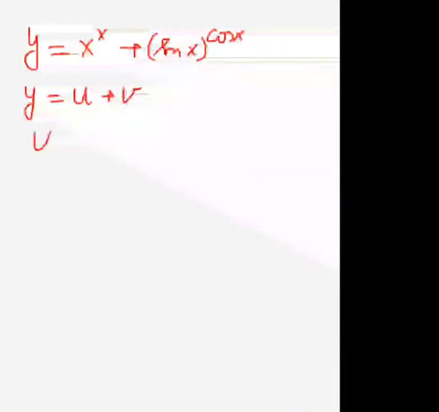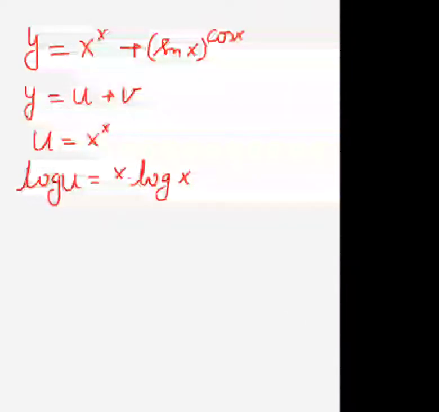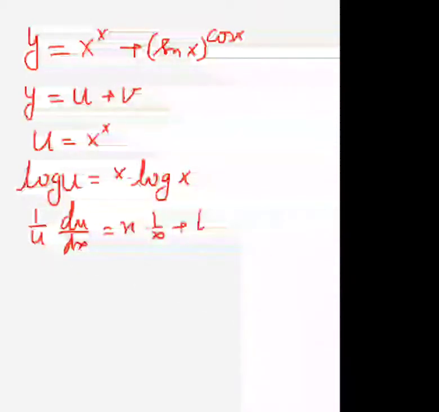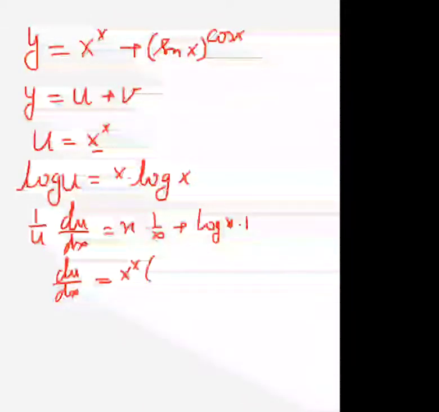Here u is equal to x to the power x, taking log on both the sides. log u is equal to log x to the power x. Now differentiation: 1 upon u du upon dx equals first function into differentiation of second plus second function into differentiation of first. So du upon dx will be equal to u times, and the value of u is x to the power x, (1 plus log x).